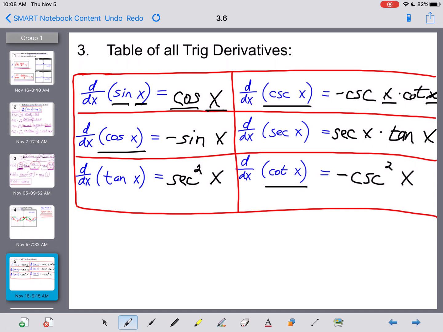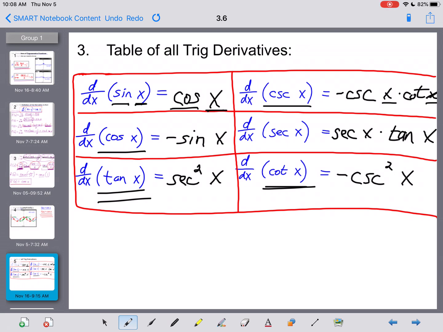The second thing I want you to notice here, 2 of these 6 derivatives that we wrote in black are a single trigonometric ratio squared. Which 2 are that? Those are the derivatives of tangent and cotangent. Okay, so the tangent and cotangent, the 2 on the bottom, those are the ones that are squared.